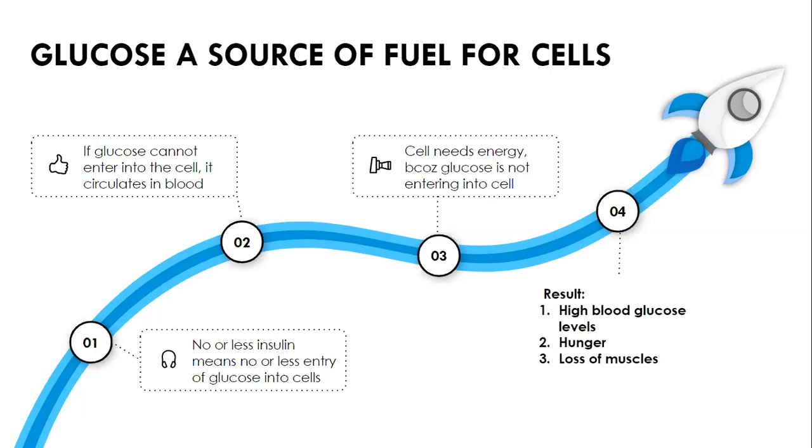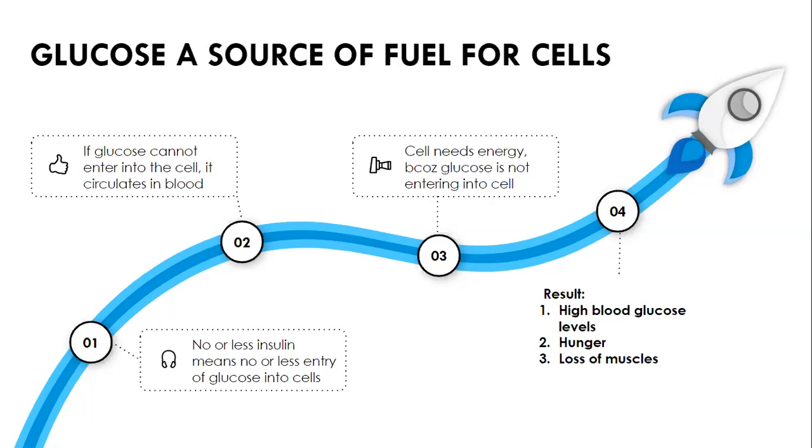So what happens as a result? Of course, you will have high blood glucose levels because all that glucose is in the blood. You'll get a lot of hunger because cells don't have energy. Cell will send a signal to your brain: look, I don't have energy. You tell the person to eat because somehow the body feels that the person is not eating. So that will give you a hunger signal. As your sugar levels go high in blood, your hunger also goes high. So that's like a vicious cycle.